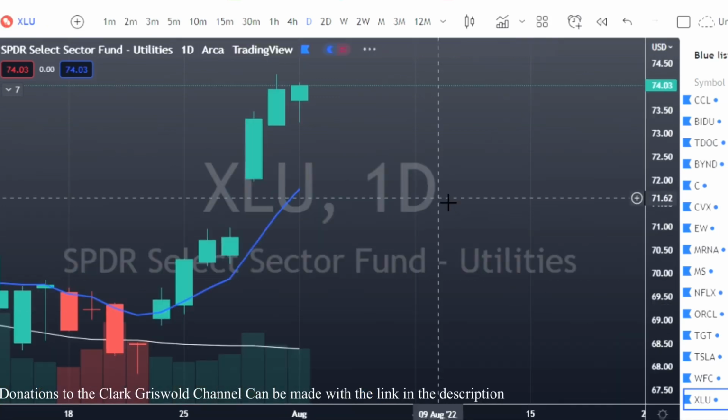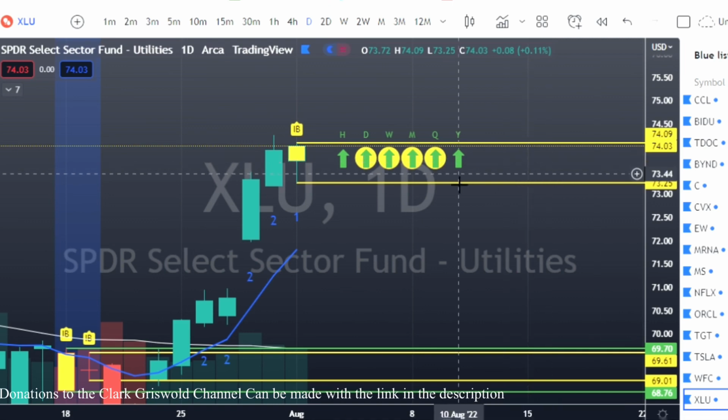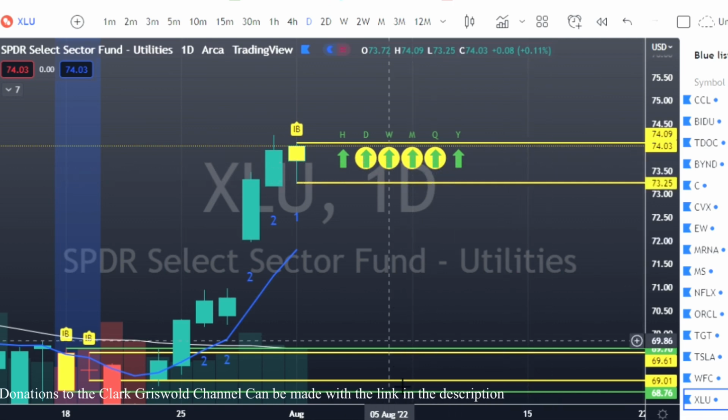XLU inside bar, Thor hammer candle. This one looks good. Calls at 74.09, puts at 73.25 on XLU.